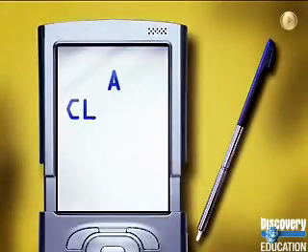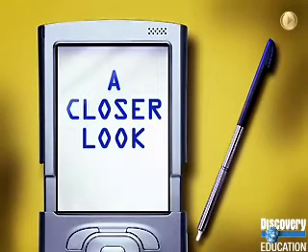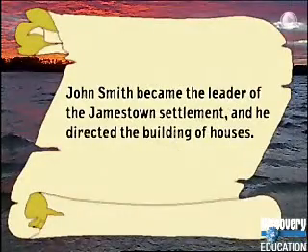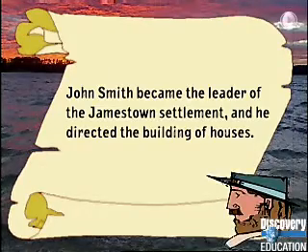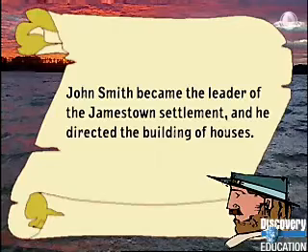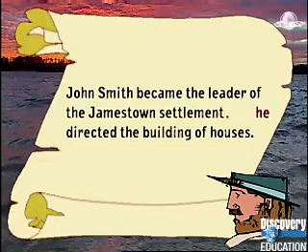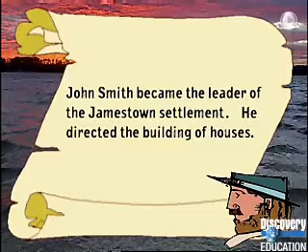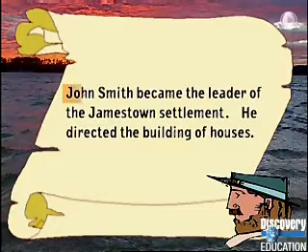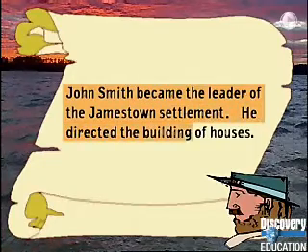Now, let's take a closer look at the story of Jamestown. We will write simple and compound sentences to talk about Jamestown. How can this compound sentence be broken down into two simple sentences? John Smith became the leader of the Jamestown settlement, and he directed the building of houses. These two sentences now show two individual thoughts in separate sentences. John Smith became the leader of the Jamestown settlement. He directed the building of houses.